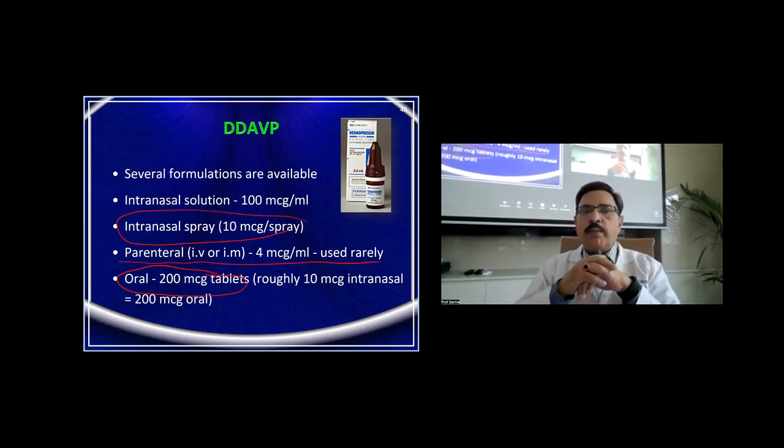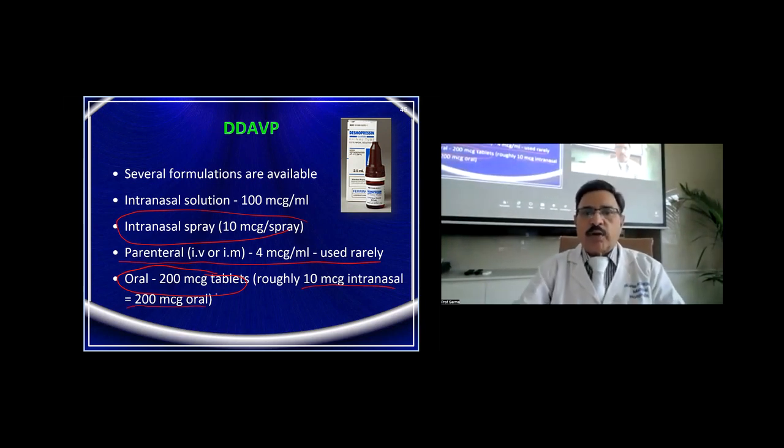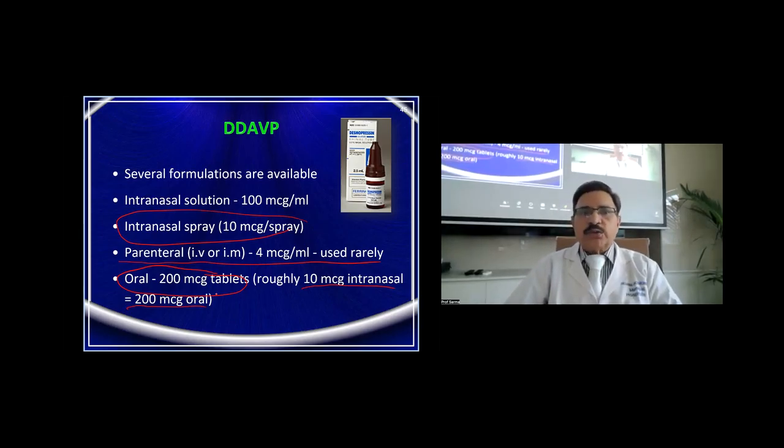Orally, 200 microgram tablets are available, and these 200 micrograms orally are equivalent to 10 micrograms of intranasal spray, so 200 micrograms oral is equal to 10 micrograms intranasal. The dose is usually 200 micrograms orally twice a day, or you use the intranasal spray of 10 mcg in the nose, morning and night.